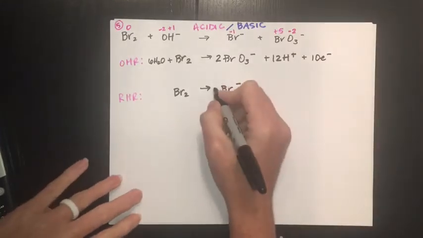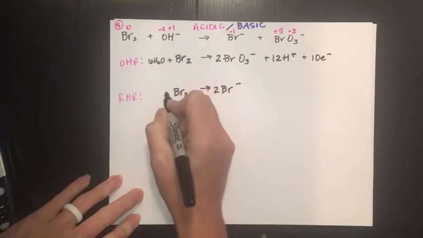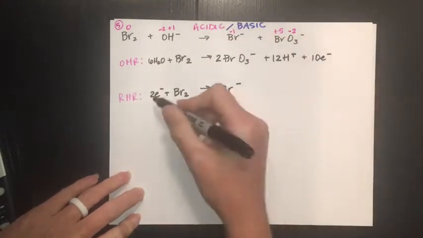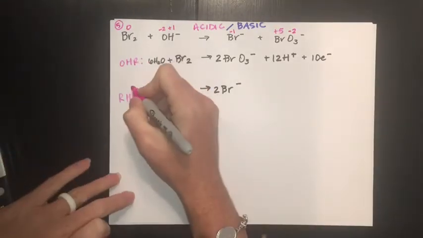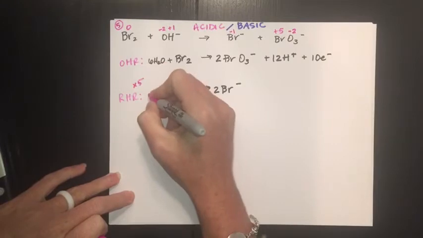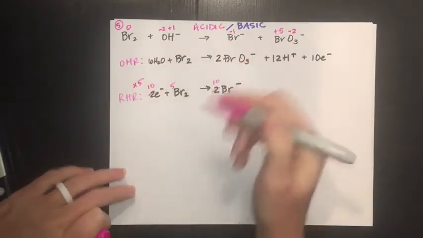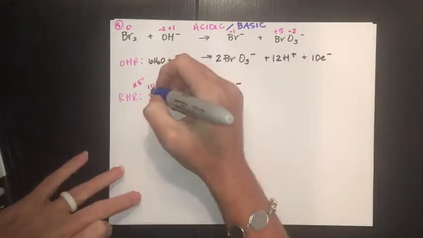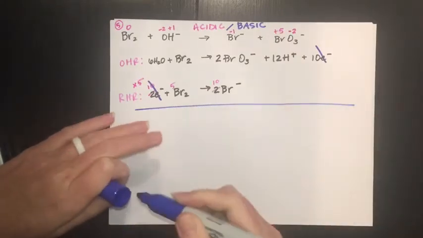Down here, don't forget to add the 2 again. Here, charge is -2. Here it's 0. So add your 2 electrons. So in this case, this is 10, this is 2. You can leave the top one alone. Multiply the bottom one by 5. So it becomes 10 and 5 and 10. And then the only thing that we can cancel out here are the electrons. So then add it all together.